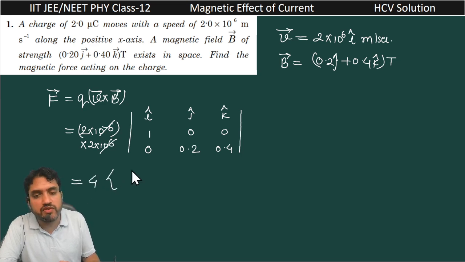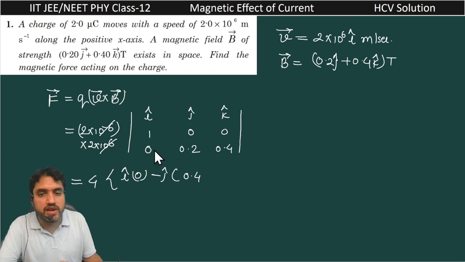Now if you are solving for i cap, it will be 0, because 0 multiplies with 0.4, and this 0 again multiplies with 0.2, so it will be 0. Minus j cap we will write again. Now this 1 will multiply with 0.4, and 0 will multiply with 0. Plus k cap. To solve this k cap, this 1 will multiply with 0.2, and 0 multiplied, so minus 0.